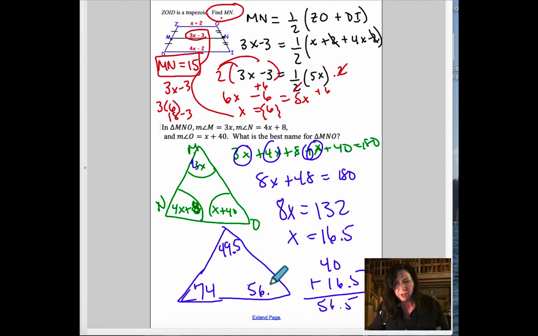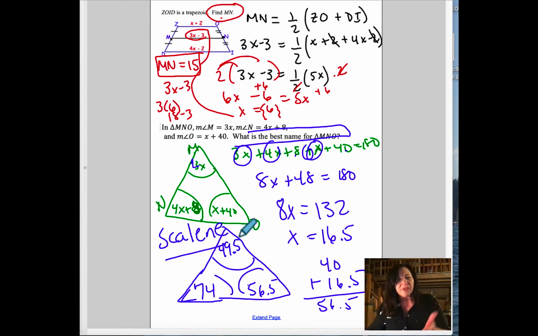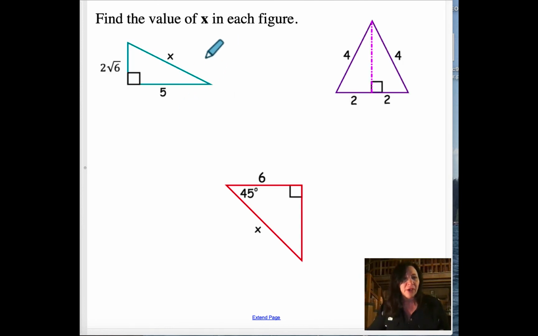Okay, so what it looks like to me is that none of these are congruent, which means that what's the best name for triangle MNO? It's a scalene triangle. S-C-A-L-E-N-E, scalene, because none of these angles are congruent, which means all the sides don't equal. So that is not equal to that, which is not equal to that. That's what that means.